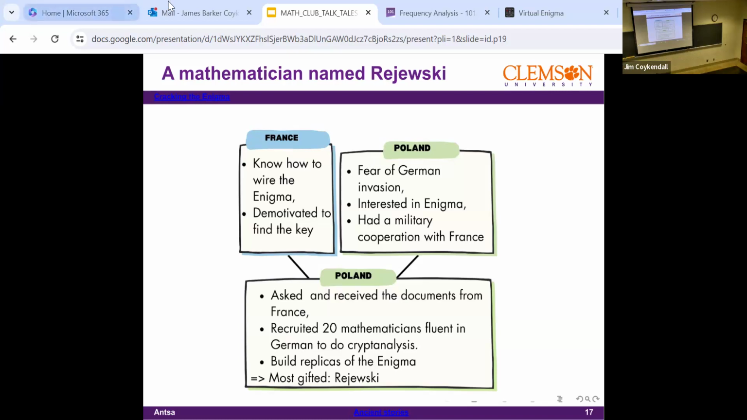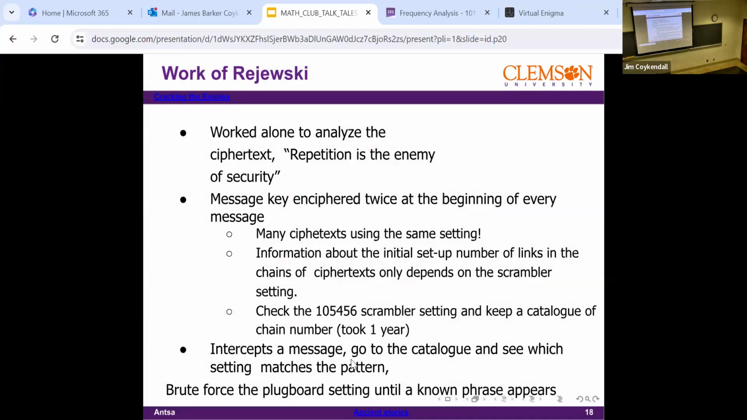So Poland received the document from France, and they recruited 20 mathematicians fluent in German to do cryptanalysis. And they were able to build replicas of the Enigma. And one of those guys was called Rejewski. So what did Rejewski do?